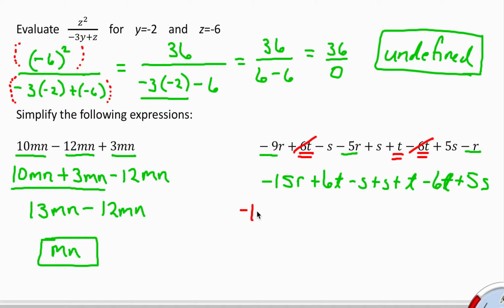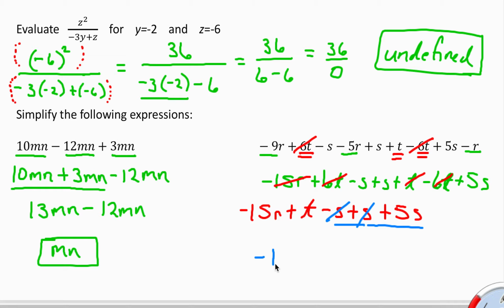Now the R's we've already done. Now we have plus a T. Okay, so the rest of everything, I've done the R's and the T's, is going to stay the same. Okay, so now we have all of these are S's. And look, minus 15R plus T plus 5S.